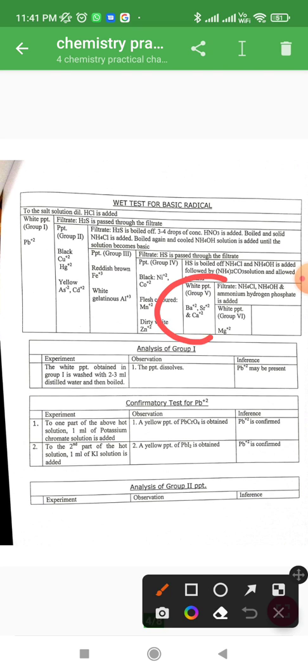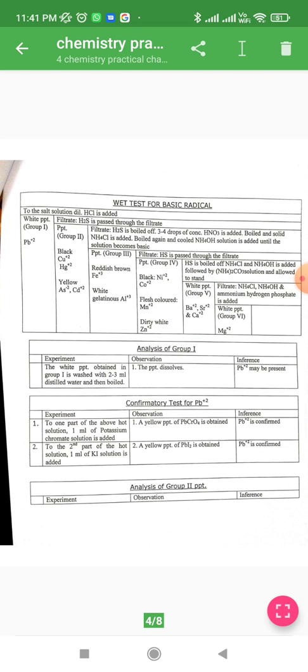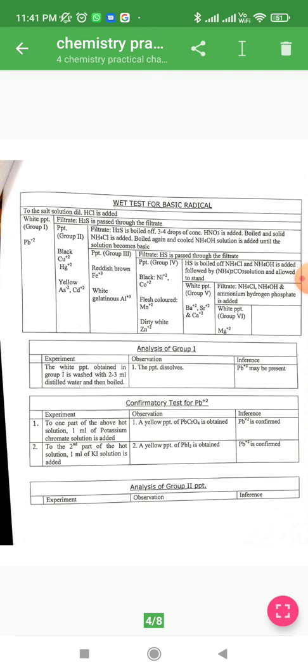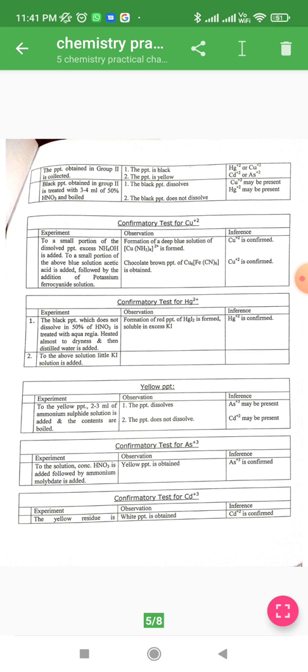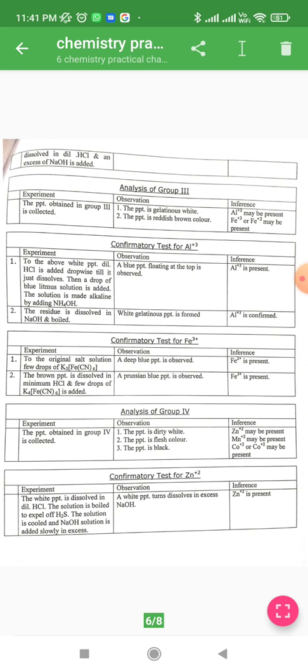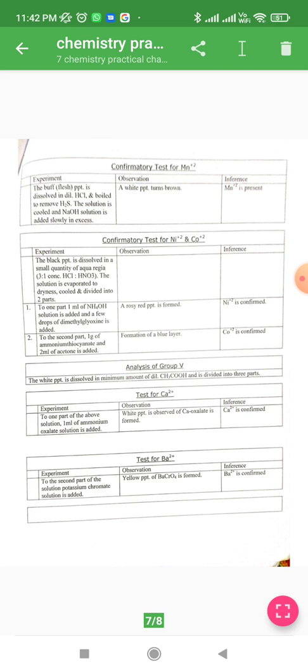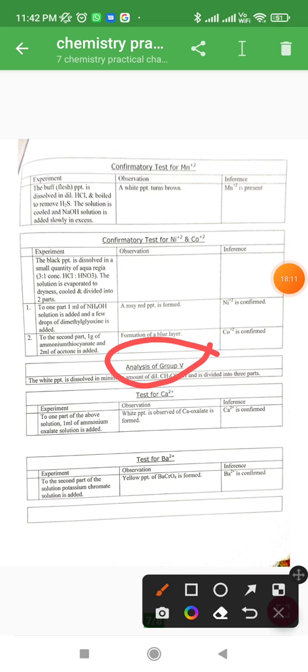Now since you got a precipitate in group 5, what is your next step? Your next step is to look for the page where you have written analysis of group 5. So here you see it is analysis of group 1, then analysis of group 2, then we move to analysis of group 3, then analysis of group 4. So here you have analysis of group 4. Okay. Oh sorry, our salt is not group 4 also. Our salt is group 5. So here you have the analysis of group 5. So straight away go to this page.